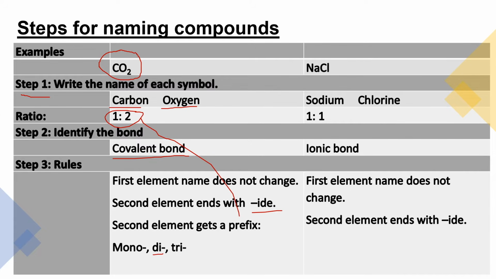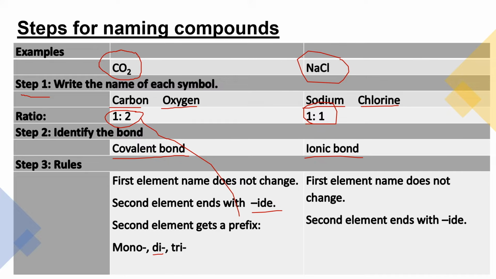Our second example is NaCl. The common name for NaCl, which we'll discuss later on, is sodium chloride. Step 1 is to identify each element present. So we have sodium and we have chlorine. The ratio here is 1 sodium to 1 chlorine. Step 2 is to identify the bond. The bond we have here is an ionic bond.